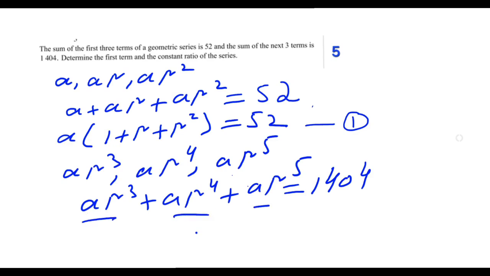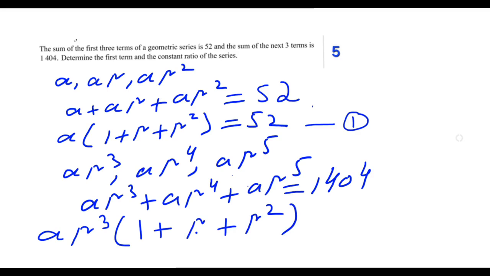So this is the common factor. ar^3, and we're left with 1 + r + r^2, and is equal to 1404. This is my equation number 2. Now we're gonna solve for the common ratio r.